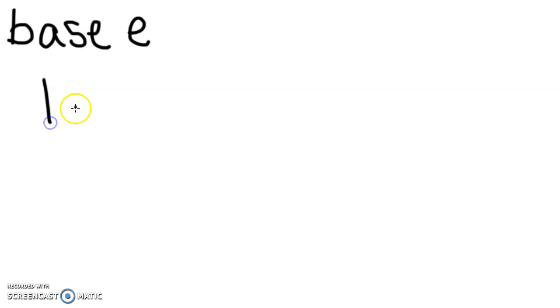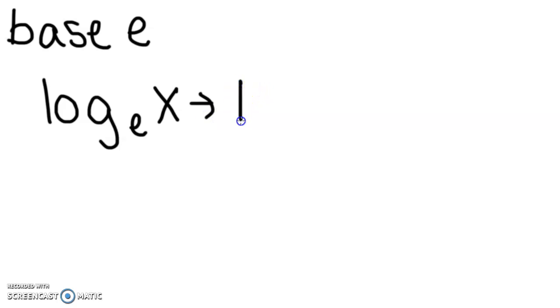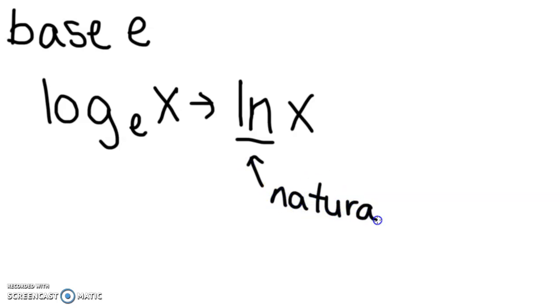So say you were given something like log base e of, let's say, x. This is the same thing. You can write natural log, or ln of x. So if it says ln, that automatically means natural log. So if your base is e, that is automatically a natural log. Typically you will see it. There's actually a button on your calculator that you can actually go ahead and do this.